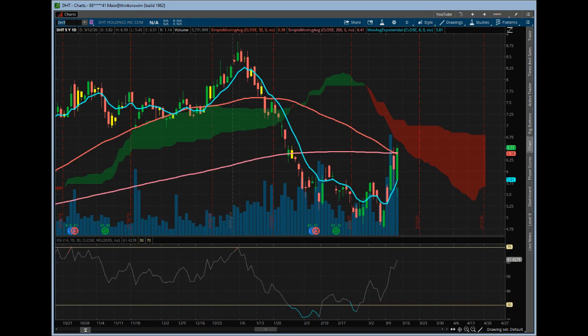And then DHT, wow, look at this one here. DHT Holdings, that was a pretty decent one right here. Nice close above the bow tie, right? This is a definite area of interest. So let's see if that continues to hold. It didn't have a lot of volume today, but I like how it closed above these. Just watch out, you're going into some cloud resistance here.